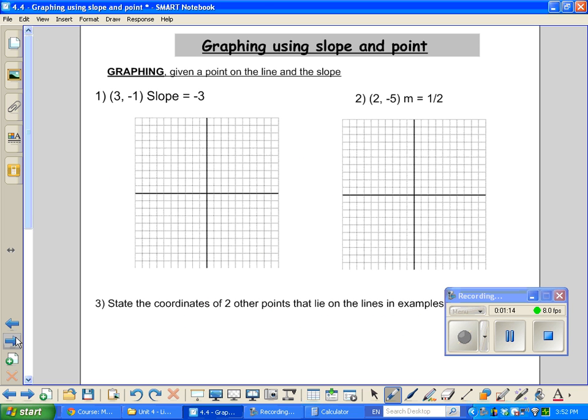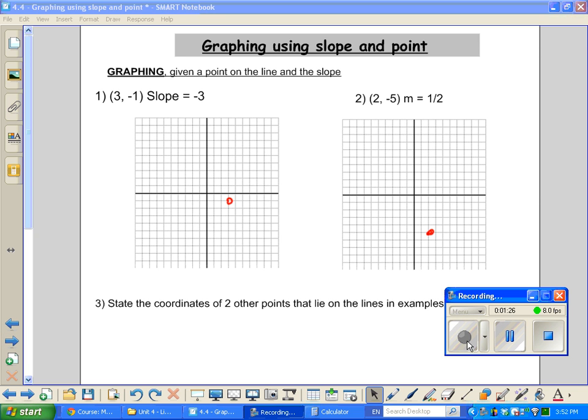Today's lesson is mainly in two parts. One is, can you graph using a slope and a point? So easily put, we can graph these by plotting a point. For both questions 1 and 2, you plot some points. You can see for both questions 1 and 2, I plotted those points, 3, -1, and 2, -5. Problem here is with the slopes.